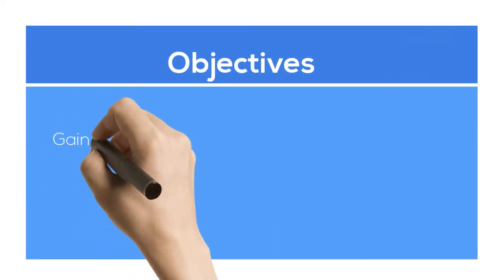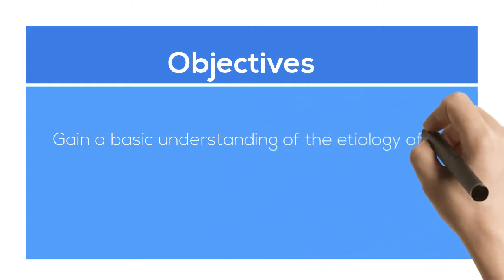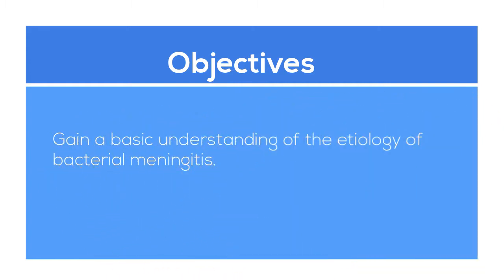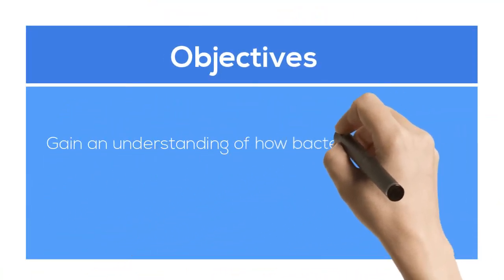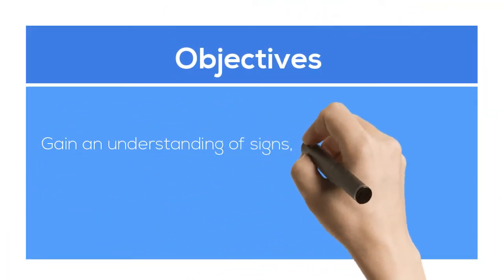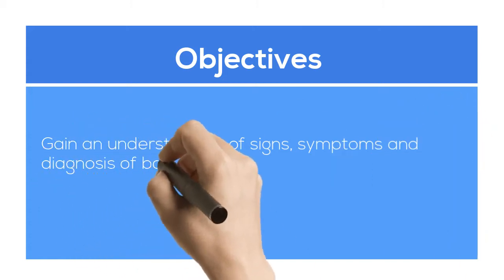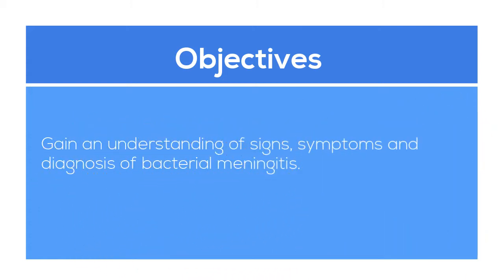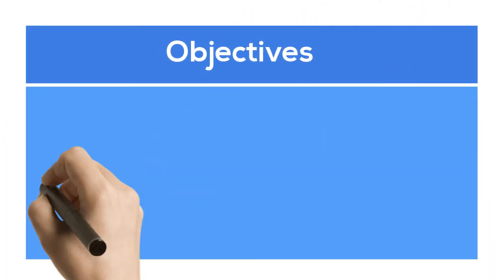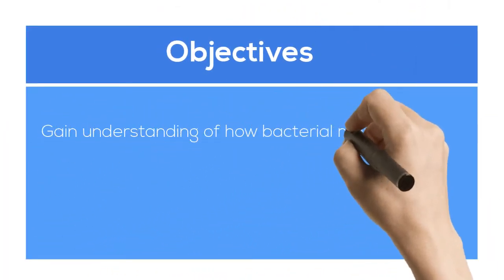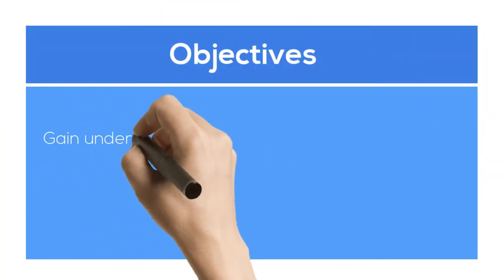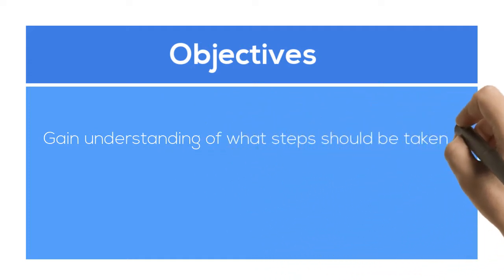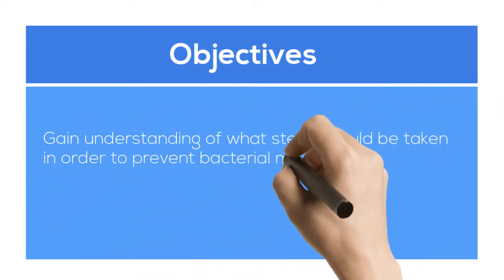The objectives that we hope to meet during this presentation are for you to gain a basic understanding of the etiology of bacterial meningitis, gain an understanding of how bacterial meningitis is transmitted, gain an understanding of the signs, symptoms, and diagnosis of bacterial meningitis. Also, we'd like you to gain an understanding of how bacterial meningitis is treated and know what steps should be taken in order to prevent bacterial meningitis.